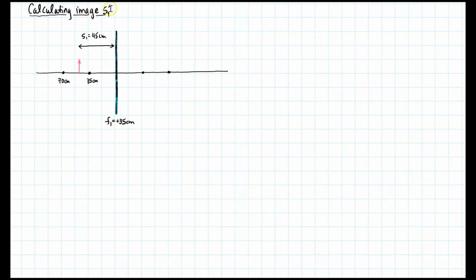Calculating image S1 prime. So here's my converging lens, f1 positive 35 centimeters. I have an object that's s1, which is 45 centimeters from the lens. So let's draw the ray diagram. I have ray number 1, ray number 2. They converge at this location here, so I can see that the image is going to be inverted, larger, and real since it's on the other side of the lens.